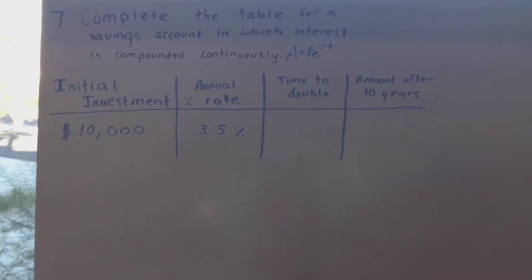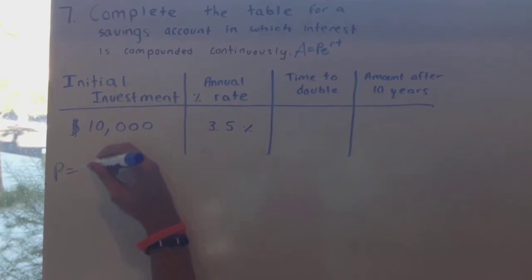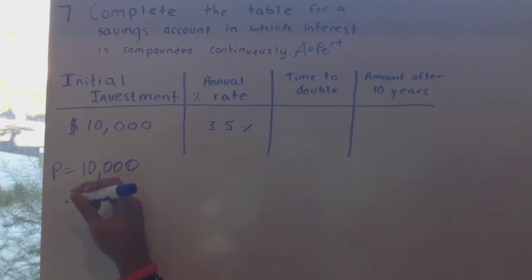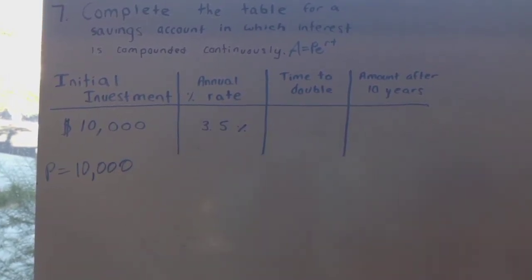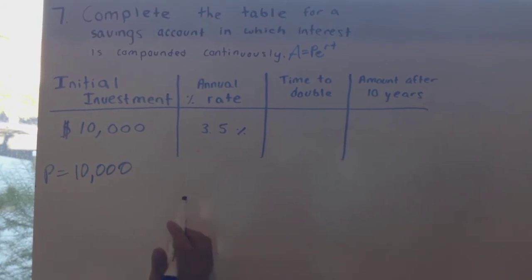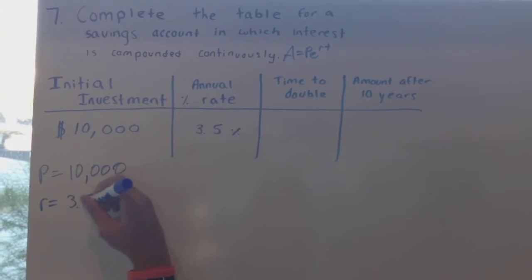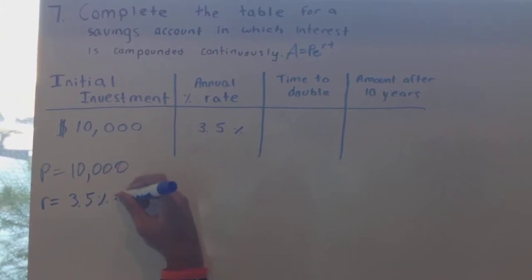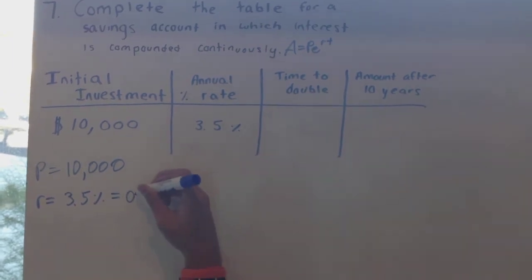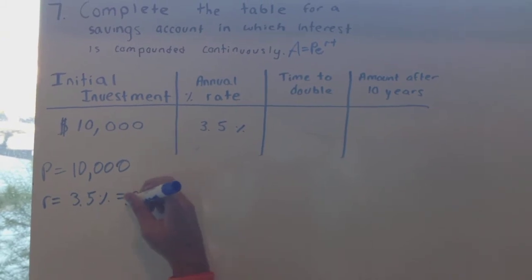So first of all, P is going to equal 10,000 because that's the initial investment, and the e would just be right next to it. After the e, you're going to have to find the r, which is the annual rate. You would have to make that a decimal, so it would be 0.035 rather than 3.5%. And then you would find the years, and the years would be 10.